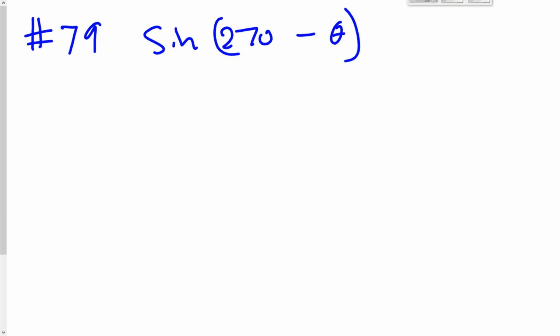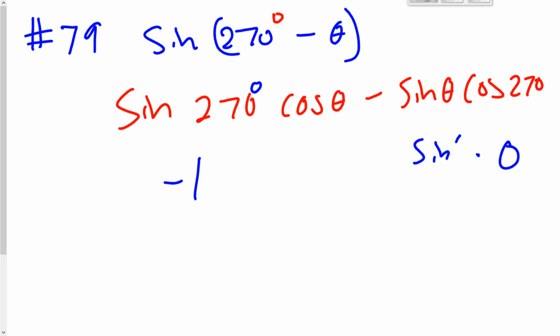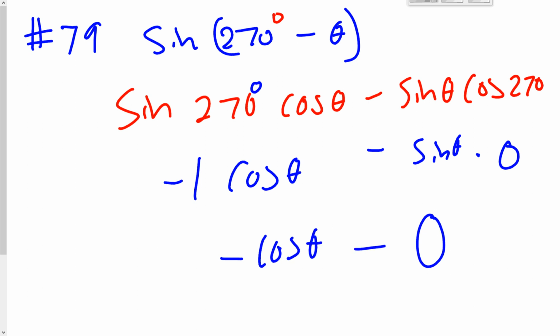Okay, so number 79, we have sine of 270 degrees minus theta. Well, sine of a difference goes with cosine, and the sign is the same between the terms. So we can simplify sine of 270, that's 3 halves pi, and at 3 halves pi sine is negative 1, so that's negative 1. Cosine is 0, so 0 times sine of theta equals 0. So this whole right term over here is 0. So we just have negative 1 times cosine of theta, which is negative cosine of theta. And then subtracting 0, we just have this answer.